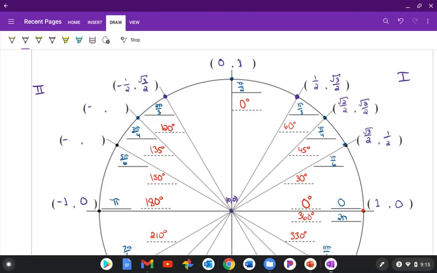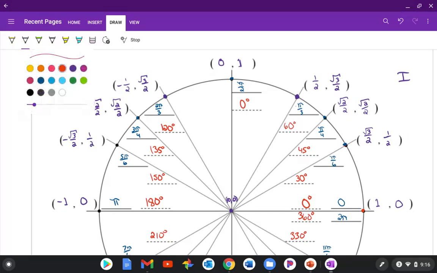The second one, the quarter marks are the same, but again, the only thing that changes is the x-coordinate. So it's just negative radical 2 over 2, comma radical 2 over 2. And then if you'll notice, the next one is the same distance from the x and the y-axis as the first one. It's going to be negative radical 3 over 2, comma 1/2.